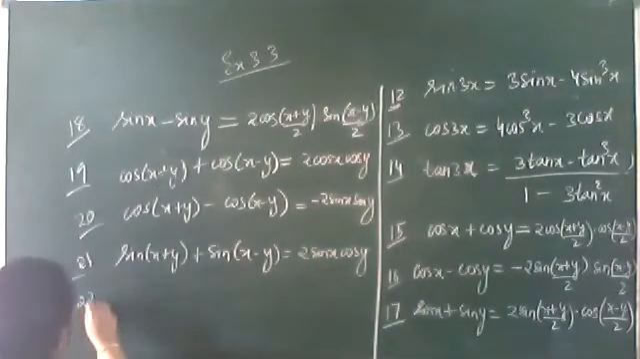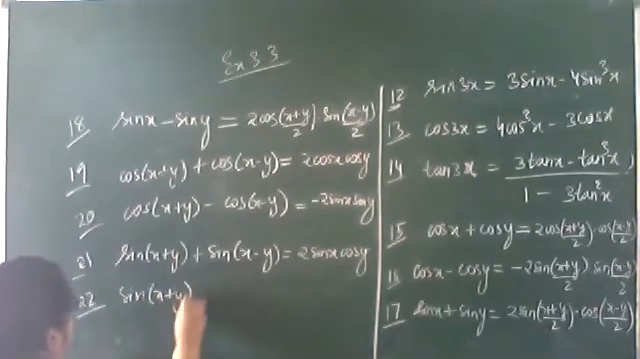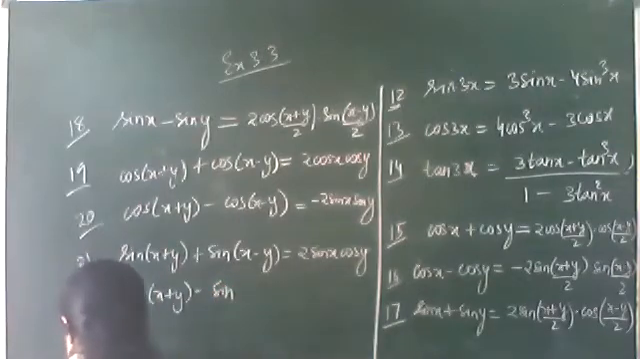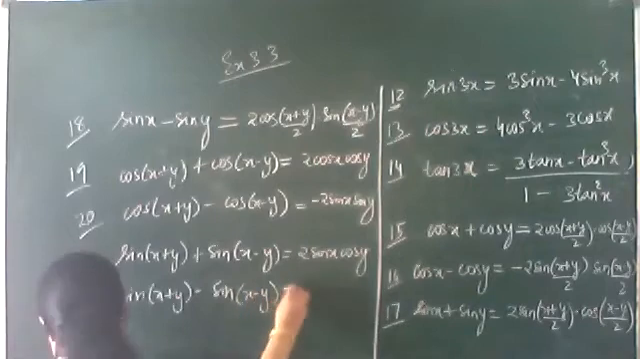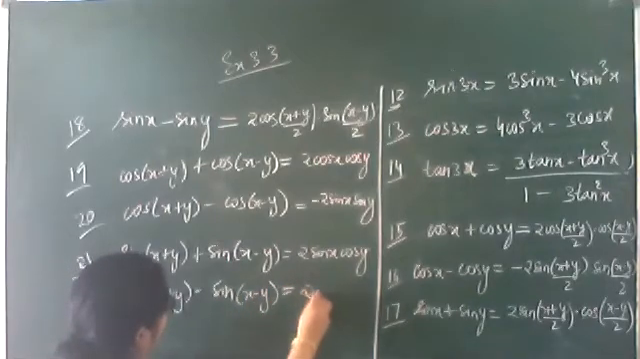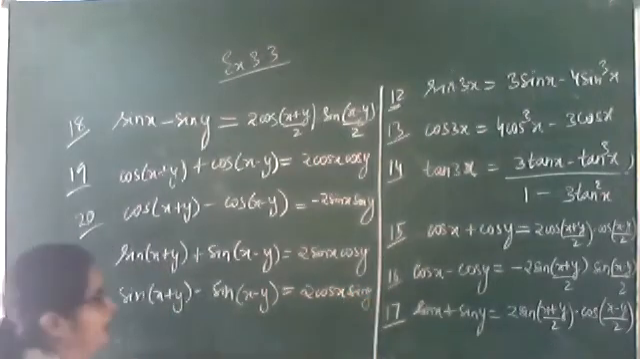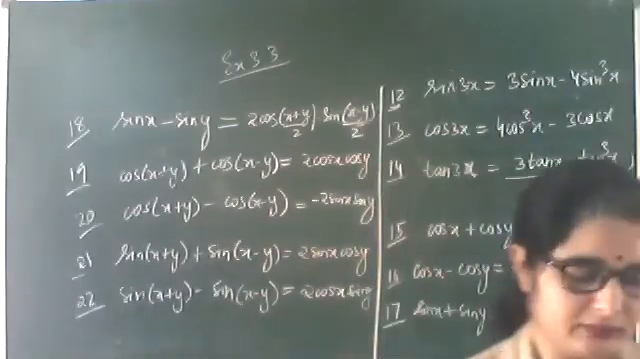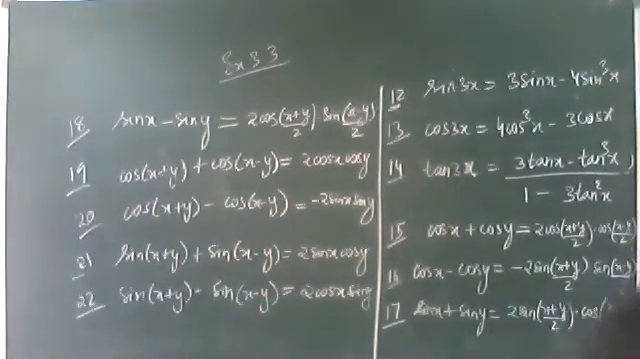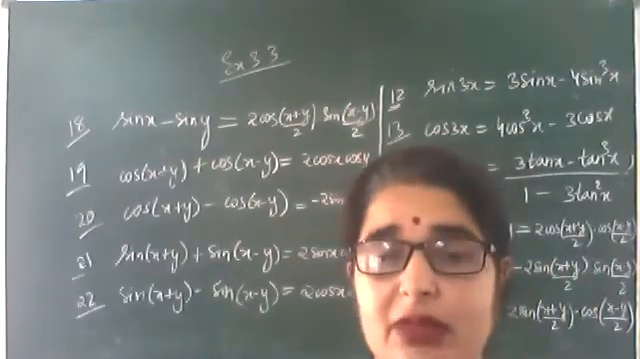Same way, 22, last one, sin of x plus y minus sin of x minus y, it is equal to 2 cos x sin y. Clear? These are your 22 formulas which you have to learn. Now, based on these only, we will have some questions.